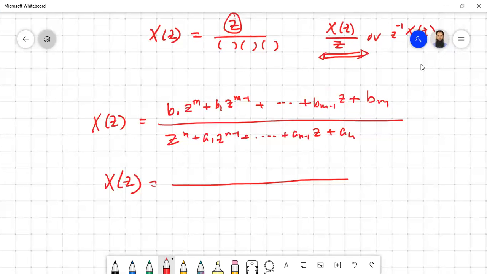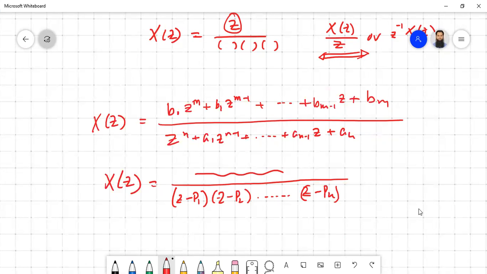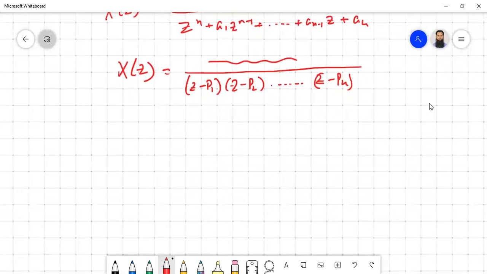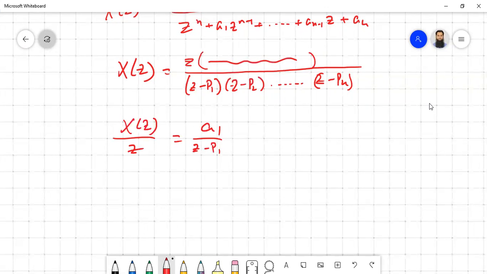We can keep the numerator as it is. We just have to write the denominator as a partial fraction, z minus p1, z minus p2, up to z minus pm. Now, for our own benefit, if you have some z involved here, you can take the z to the other side, and then expand the rest of the thing in terms of A1 over z minus p1 plus A2 over z minus p2, continuing up to An over z minus pn. And what is Ai?